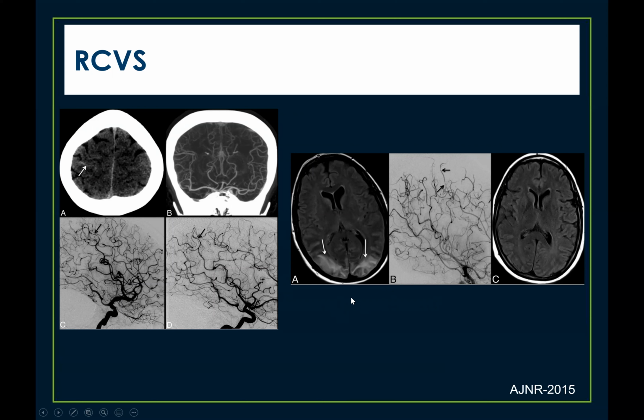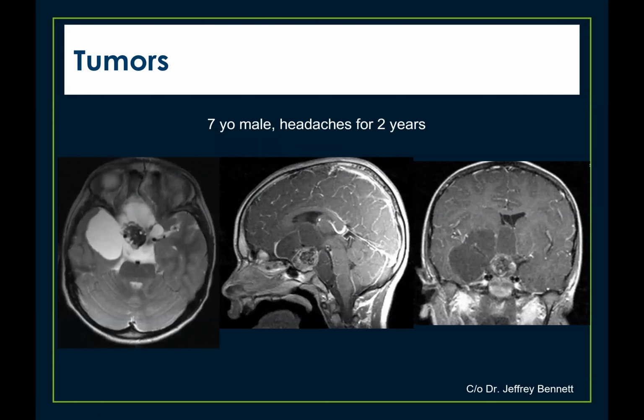Another case with MRI findings on axial FLAIR, typical for PRES. So this T2 hyperintensity, cortical, subcortical, in bilateral posterior lobes, vasoconstriction, and then over time, complete resolution of the findings.